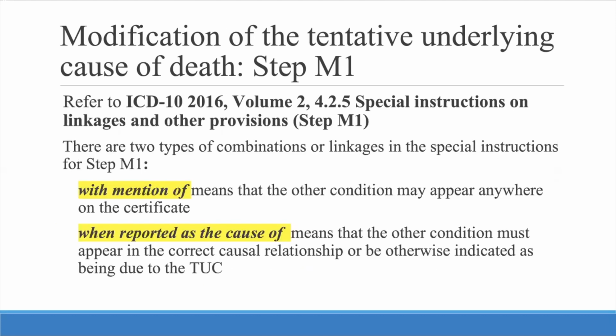Reading on in section 4.2.5, the special instructions on linkages and other provisions, step M1, we're told that there are two types of combinations or linkages in these special instructions. The first, for applying step 1, is the "with mention of" linkage or combination. This means that the other condition may appear anywhere on the certificate. The other type of combination or linkage is the "when reported as a cause of", which means that the other condition must appear in the correct causal relationship or be otherwise indicated as being due to the tentative underlying cause.